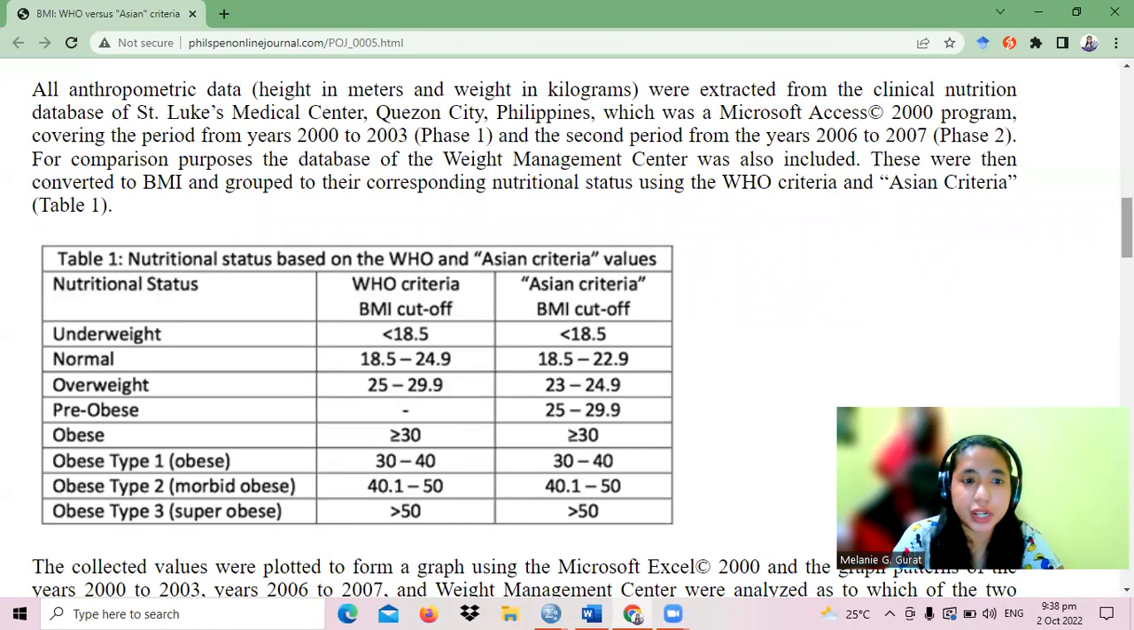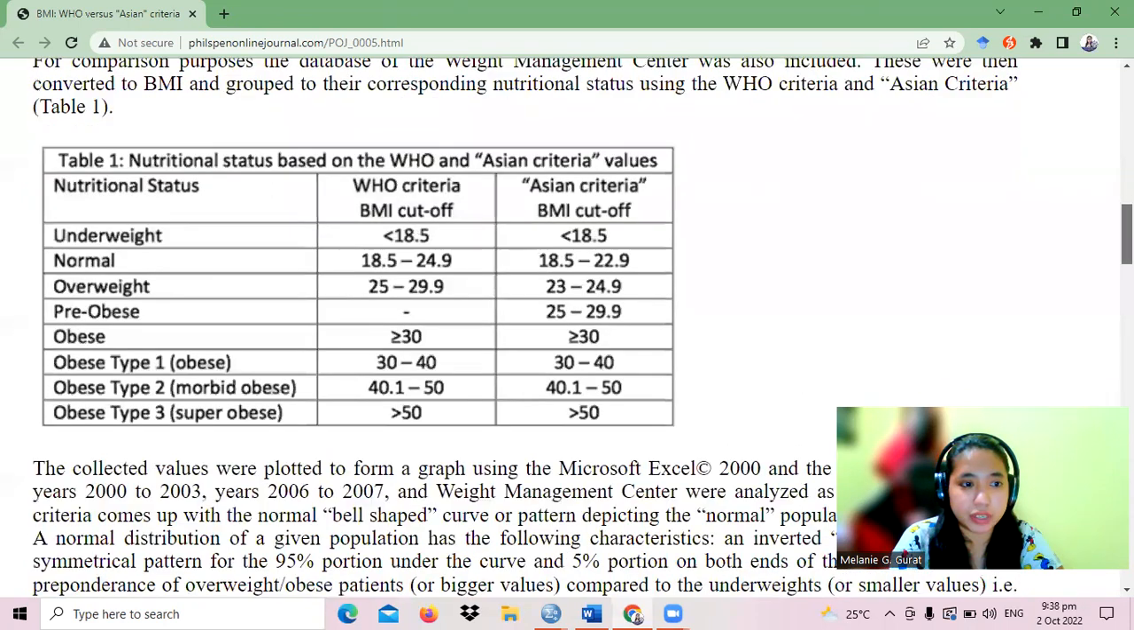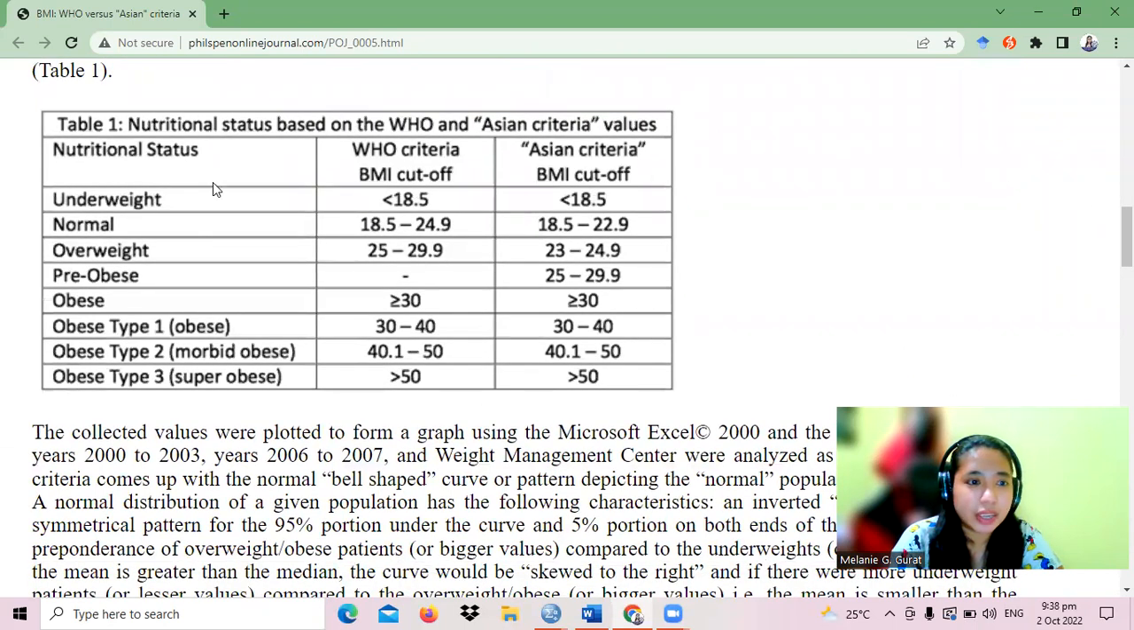showing the nutritional status based on the World Health Organization's and Asian criteria values. As we can see here, it's considered underweight if it is less than 18.5. It's normal weight if it is 18.5 to 22.9. It is overweight when it is 23 to 24.9. Pre-obese is 25 to 29.9. Obese is greater than or equal to 30. Obese type 1 is 30 to 40. Obese type 2 is 40.1 to 50. Obese type 3 is greater than 50. The one that we use is the Asian criteria.